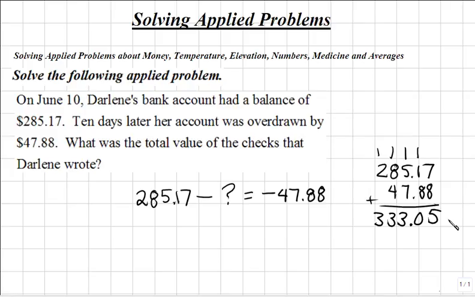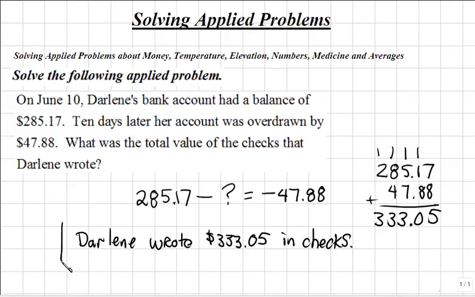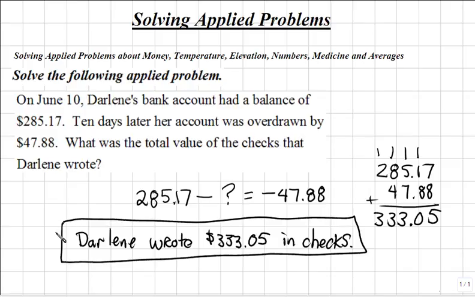$333.05. If we were to subtract $333.05 from $285.17, the result would be negative $47.88. So our final result is that Darlene wrote $333.05 in checks. That's our final answer.